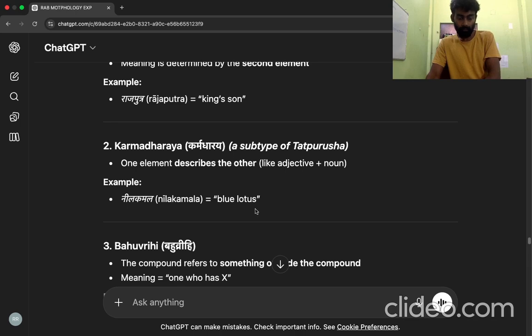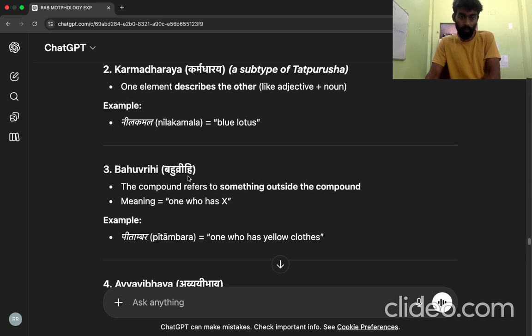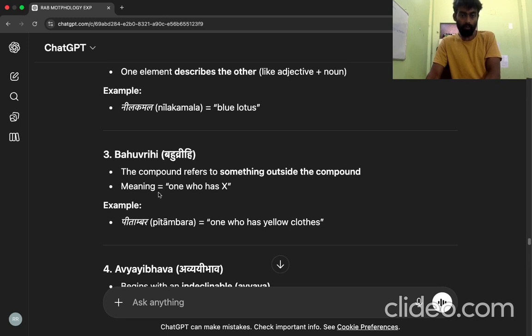3. Bahuvrihi. Now we have Bahuvrihi, where a compound refers to something outside the compound, meaning one who has X, like Pitambar. Pitambar is one who has yellow clothes. Example: Pitambara equals one who has yellow clothes.